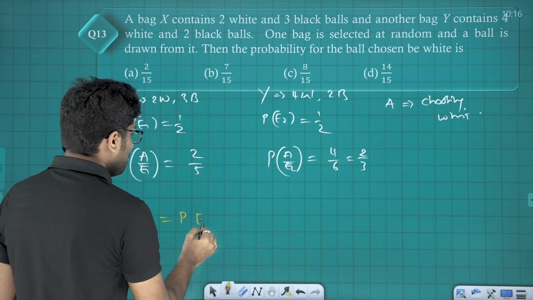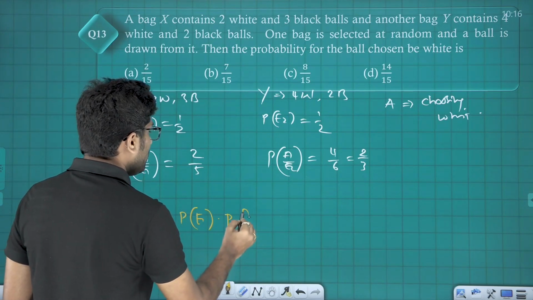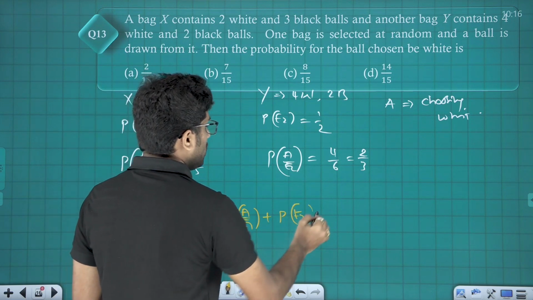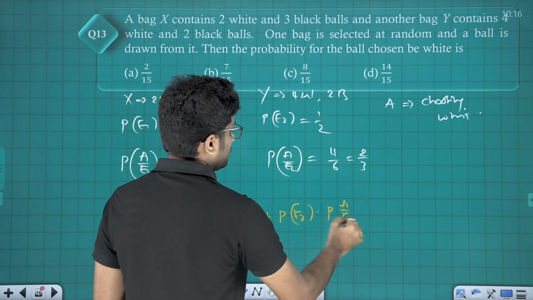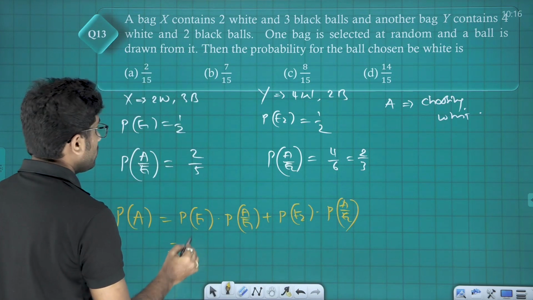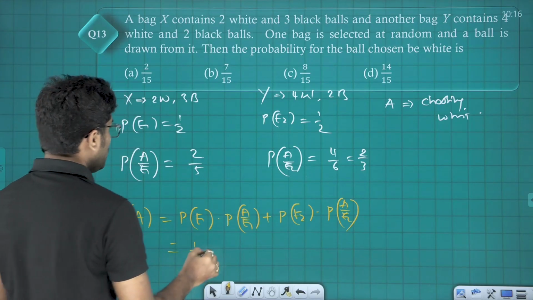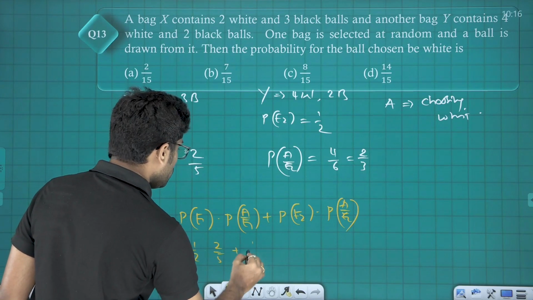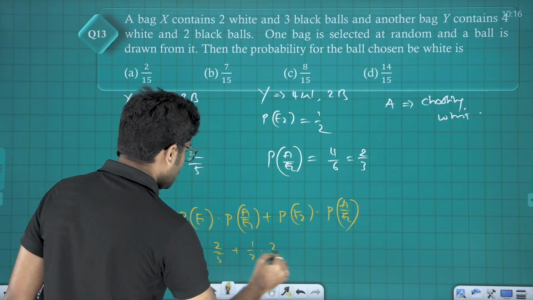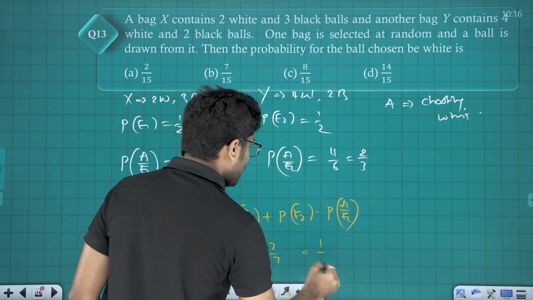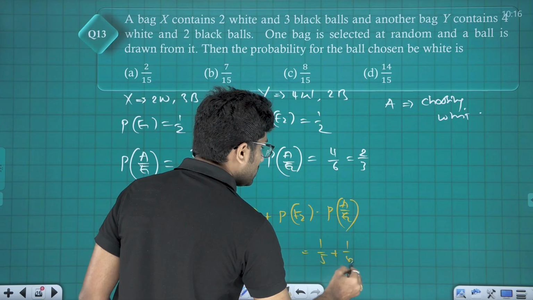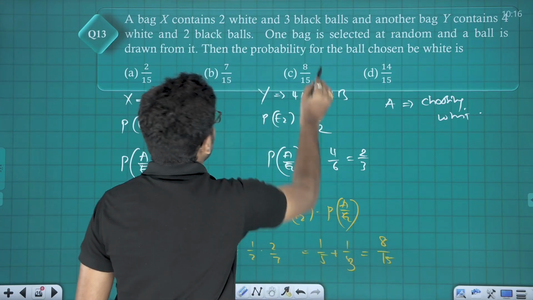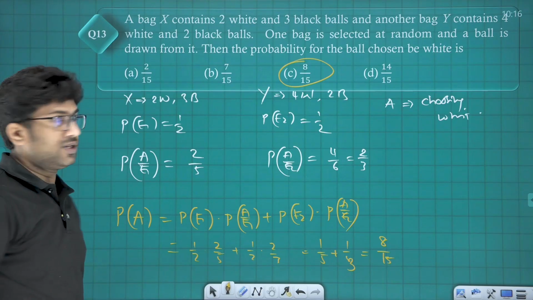That is P of E1 into P of A given E1 plus P of E2 into P of A given E2. So 1 by 2 into 2 by 5 plus 1 by 2 into 2 by 3. So that is 1 by 5 plus 1 by 3, 5 plus 3, 8 by 15. Answer is 8 by 15.